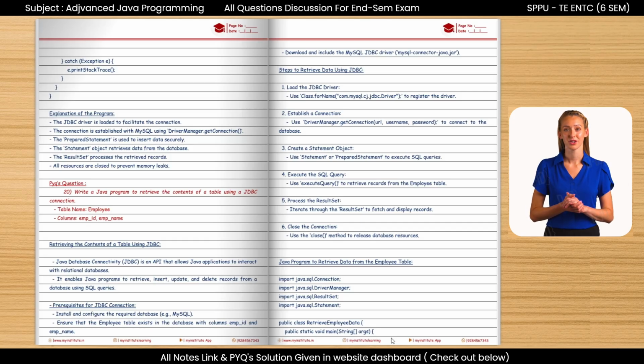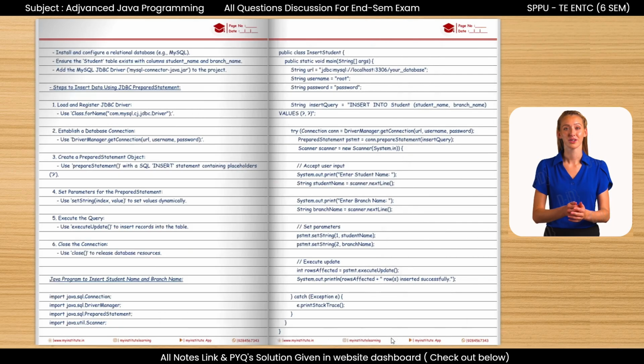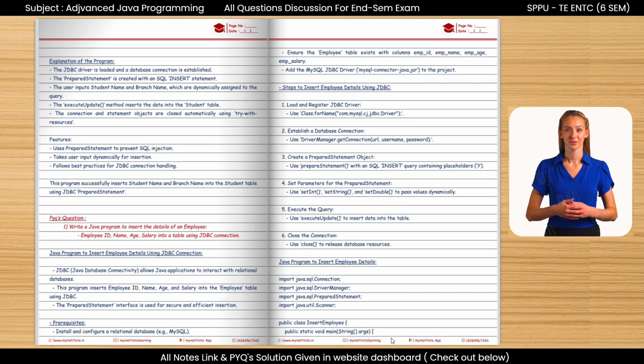Another question could be, write a Java program to insert student name and branch name into a student table using prepared statement. With prepared statement, we can dynamically insert data into the database. Another frequent question is, write a Java program to insert employee details, employee ID, name, age, and salary into a table using JDBC. Using prepared statement and an SQL insert query, we can store employee details efficiently.